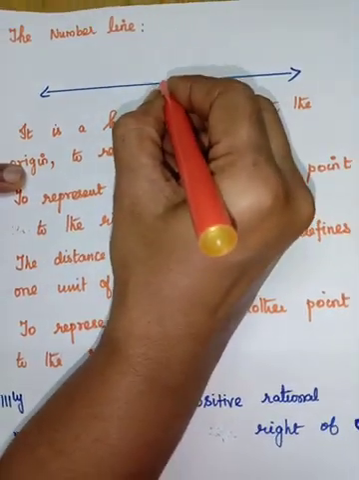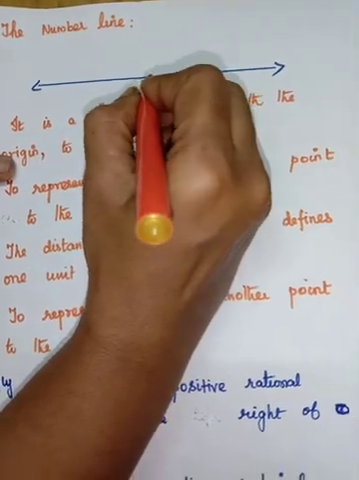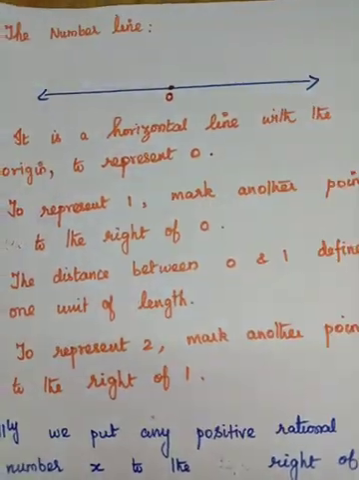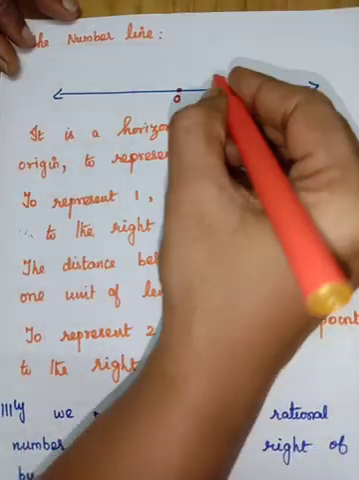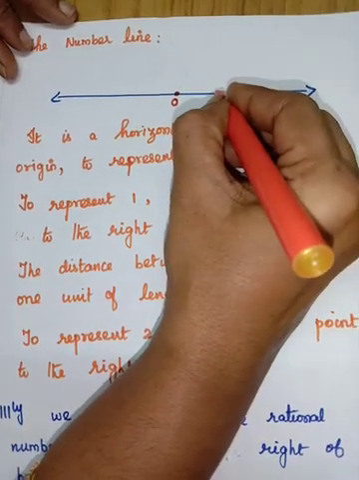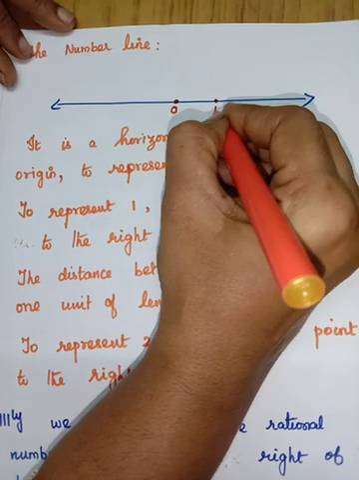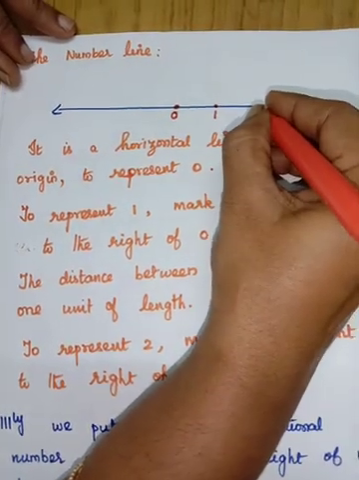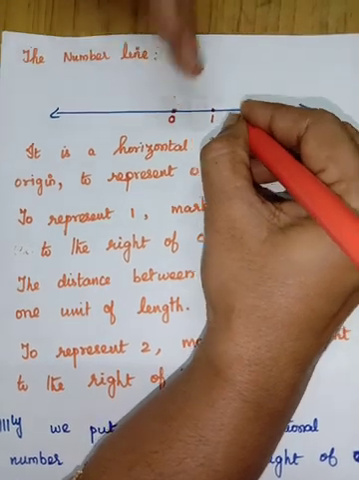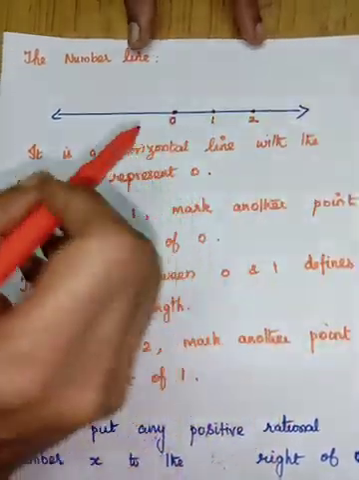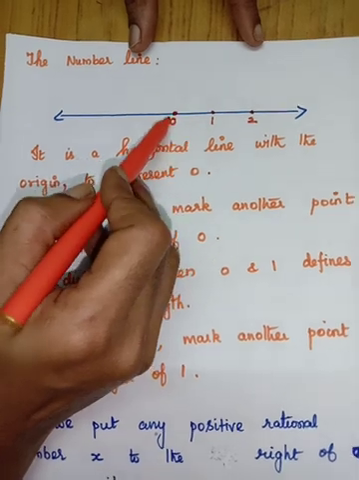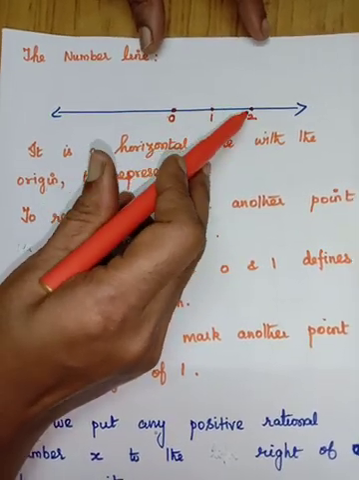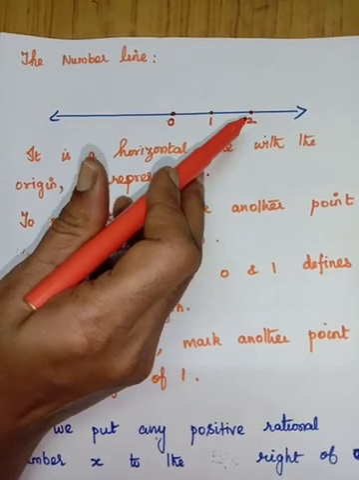So it's a horizontal line if you draw, and the origin is represented by the number 0. To represent 1, you have to mark another point to the right of 0. And to represent 2, you have to mark another point to the right of 1. See, the distance from 0 to 1 is 1 unit, and the distance from 1 to 2 is 1 unit.